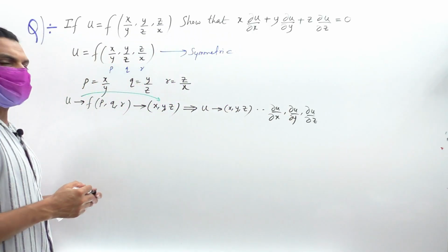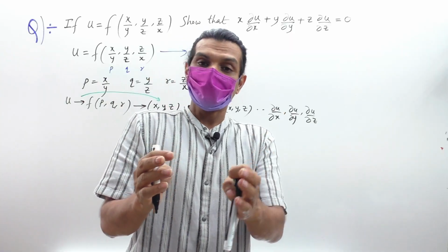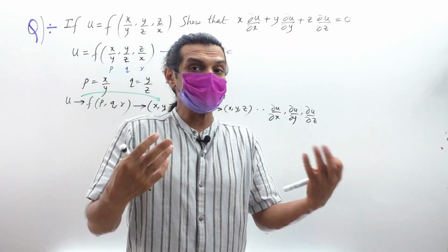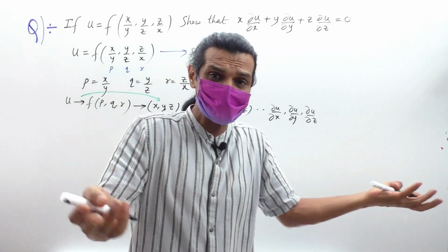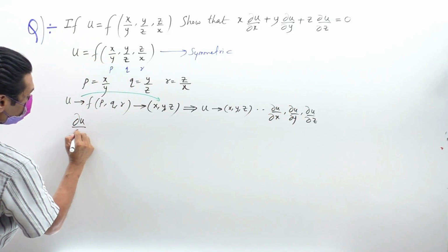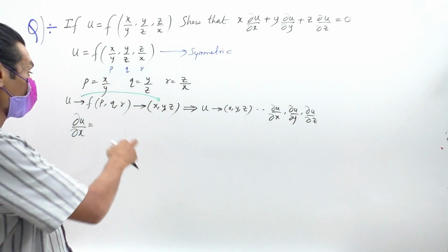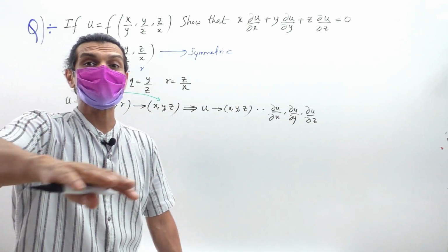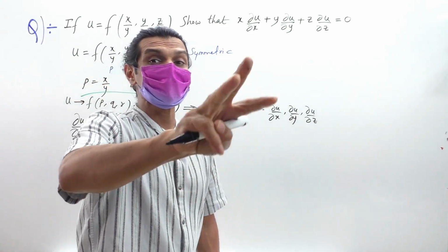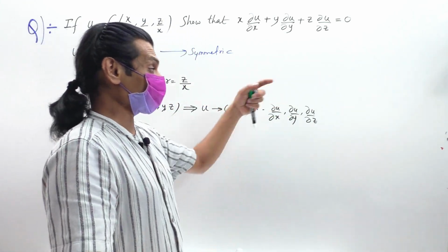These are the three partial derivatives, but we need to find only one. Why? Because it is a symmetric function. Once you know dou u by dou x, there is no need to find dou u by dou y and dou u by dou z. We can simply replace x to y to z. That's it. So let's find dou u by dou x. As per the chain rule, go back to theory. U is a function of P, Q, R, and P, Q, R have three children x, y, z. So u is the father of x, y, z.